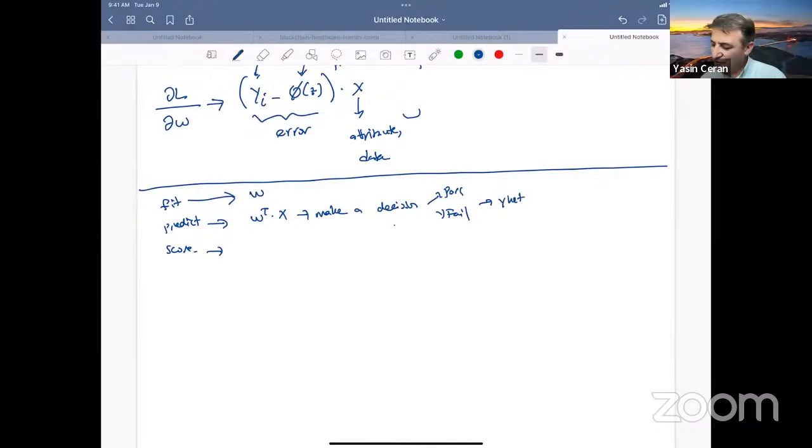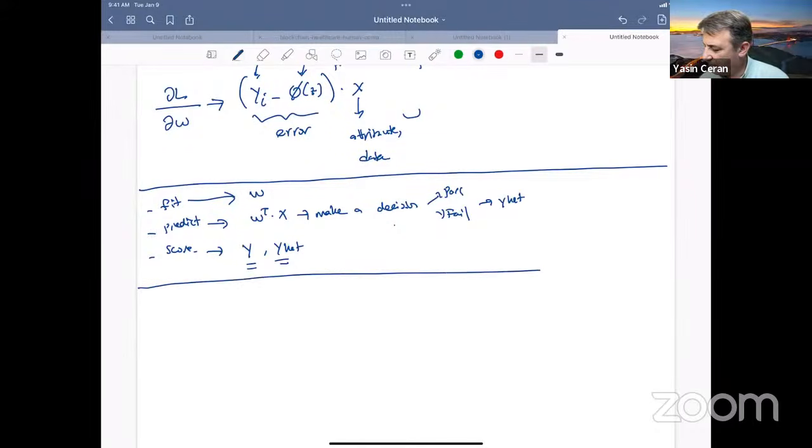The score is going to tell you how you did in terms of how close you got to the true values. It compares your predictions with the true values. That is the score. So any machine learning estimator in scikit-learn is going to come with these three functions: fit, predict, and score. We are going to start with fit.